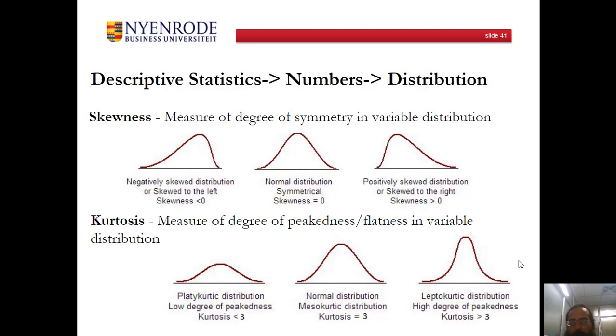So you have 3 types of kurtosis: platykurtic, mesokurtic, and leptokurtic. Mesokurtic is normally distributed. By the way, mesokurtic means normal peak. Leptokurtic means high peak.